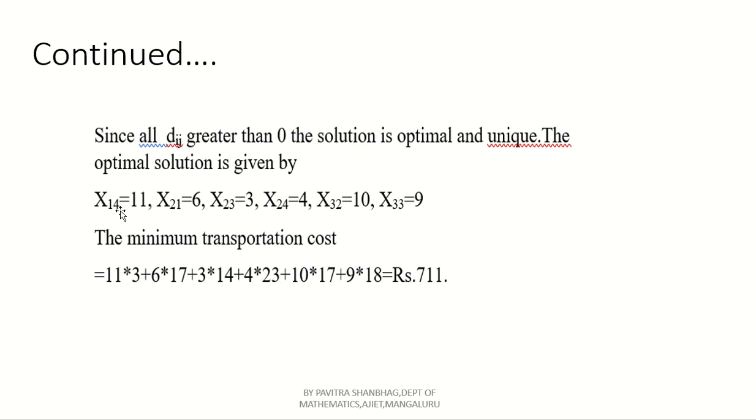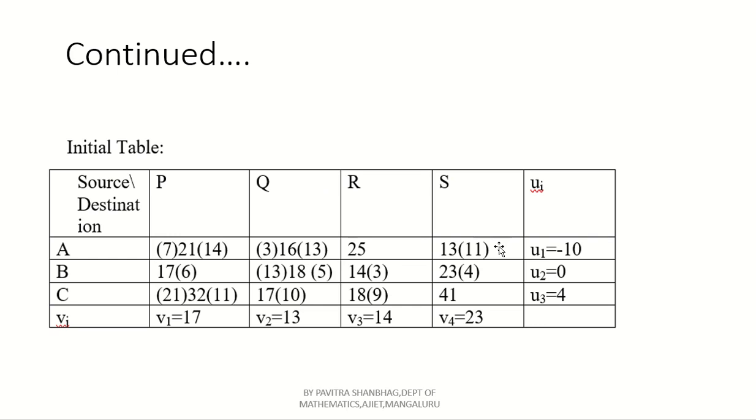See here, whatever we got, you have to write as x14. First row, fourth column, we got 11. Similarly, x21 is 6, x23 is 3, x24 is 4. Then x32 is 10, and x33 is 9. So you have to write those values.